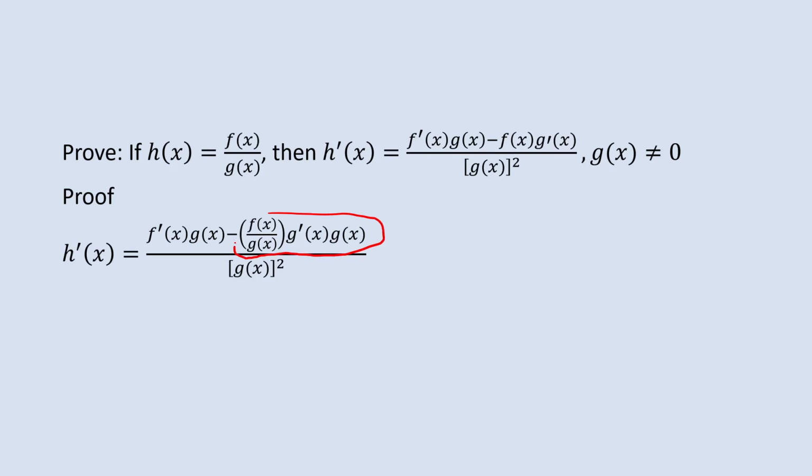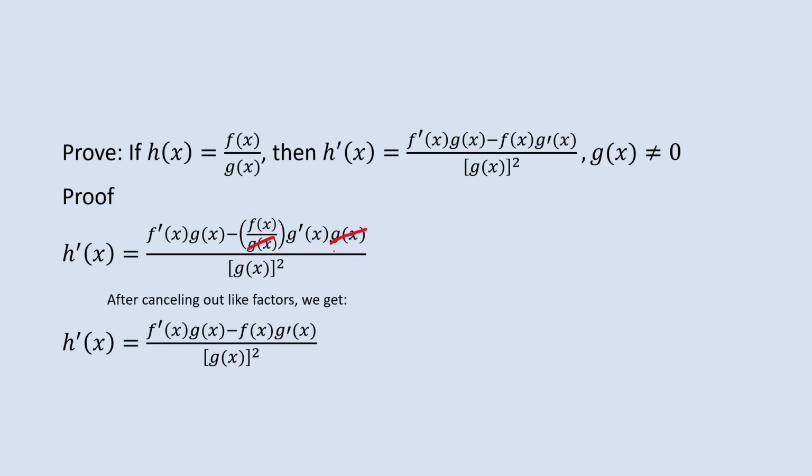expression here. The numerator contains factors of f of x, g prime of x, and g of x. The denominator contains a factor of g of x. So clearly we can cross these guys out. And what we're left with is exactly what we were asked to prove. We're left with h prime of x equaling f prime of x g of x minus f of x g prime of x all over g of x quantity squared.